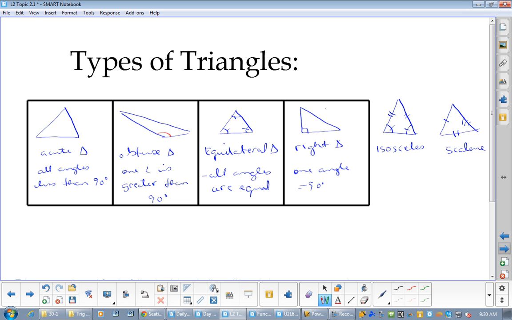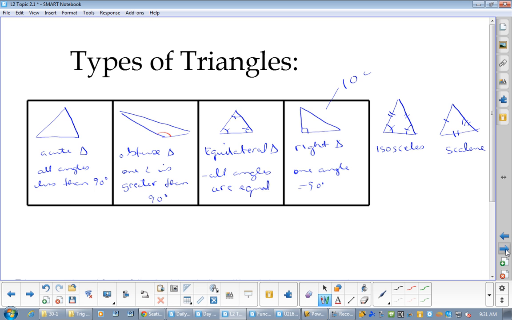Okay, so we're going to focus on this triangle in 10C. And then later you'll be working with obtuse and acute triangles to find angles.